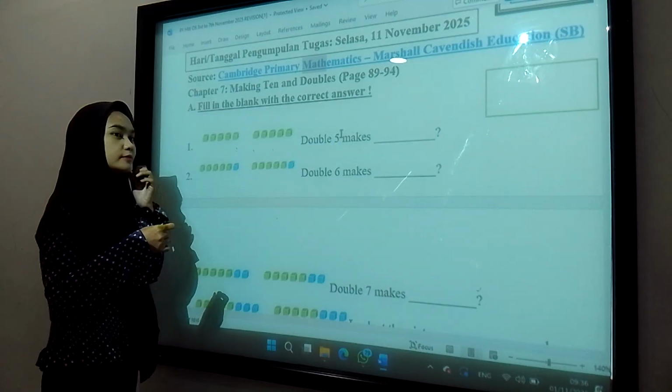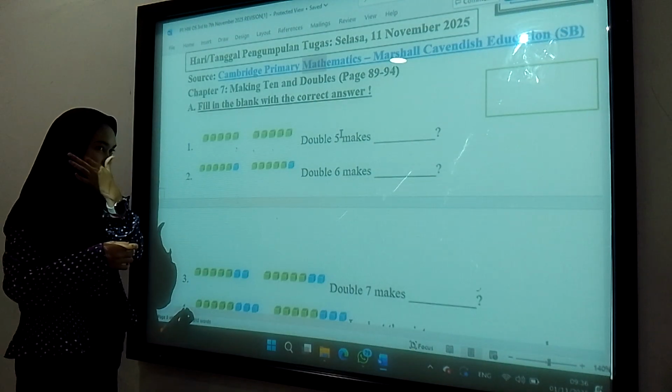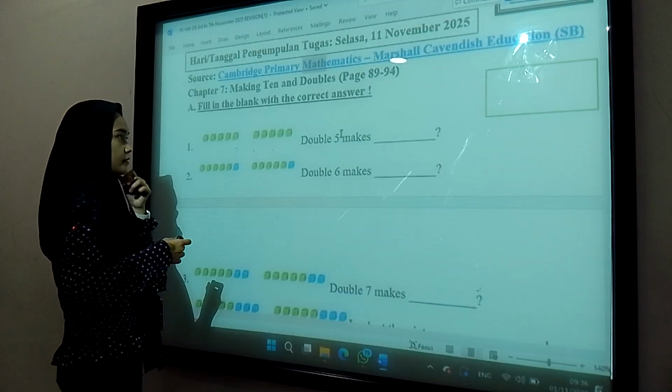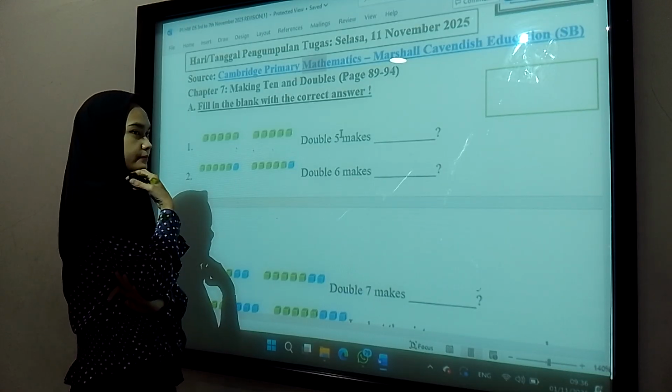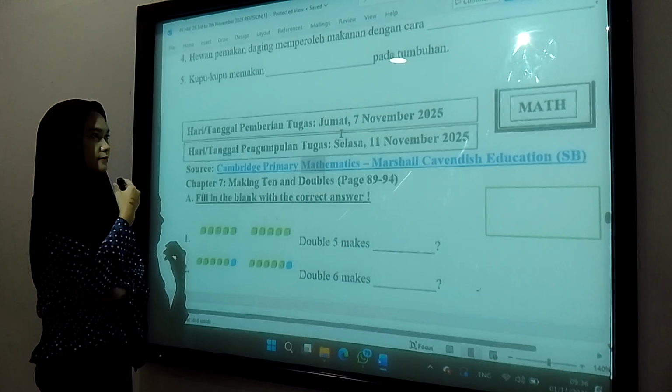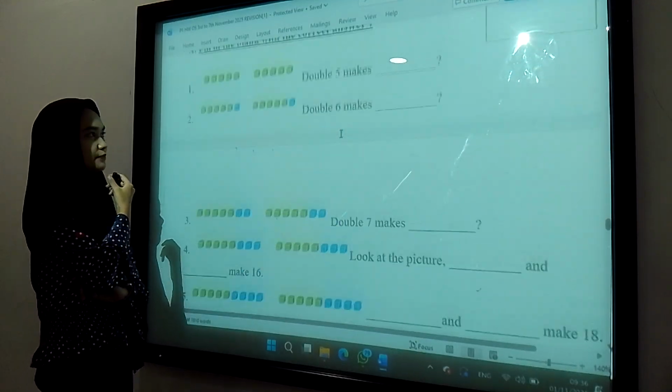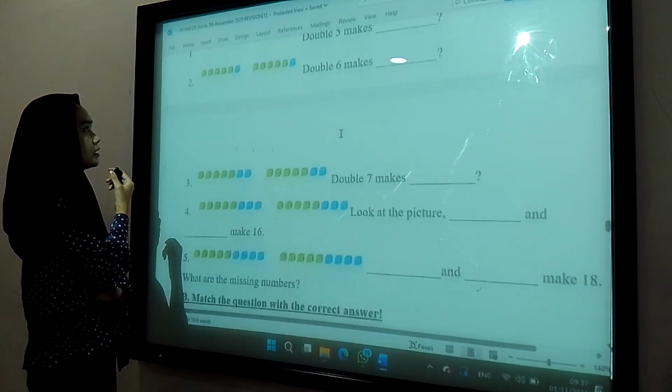Okay, now we do the evaluation for the next hour of image. I will check from math, science, computer, English, and Matematika. So we just start from the homework of math. Double five makes double six.